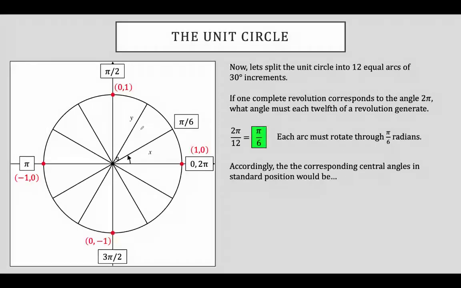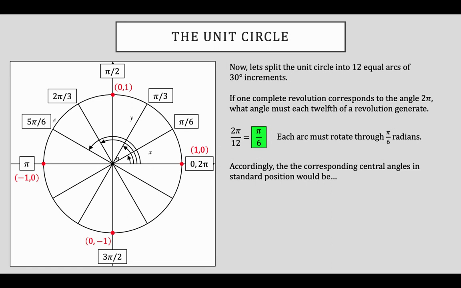I go and add another pi over 6, that brings me to 2 pi over 6, which reduces into pi over 3. So 1 pi over 6, 2 pi over 6, 3 pi over 6. Well, 3/6 is 1/2. That's 1/2 pi. 1 pi over 6, 2 pi over 6, 3 pi over 6, 4 pi over 6. 4 over 6 reduces into 2/3 of pi. 4 pi over 6, 5 pi over 6.